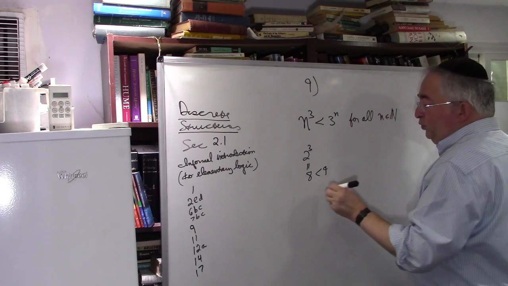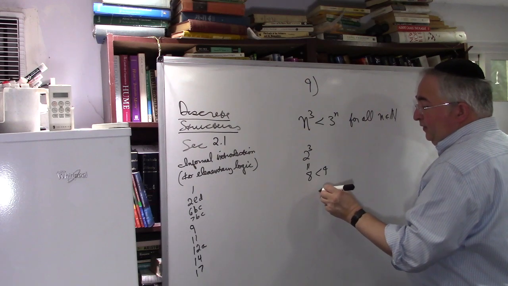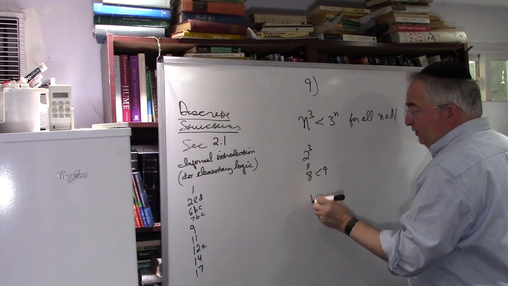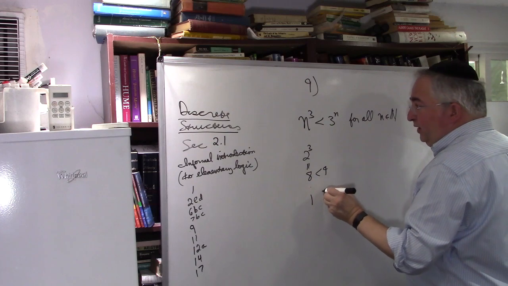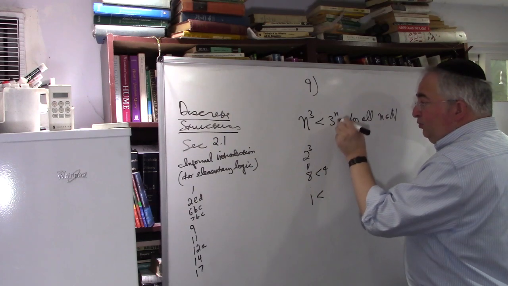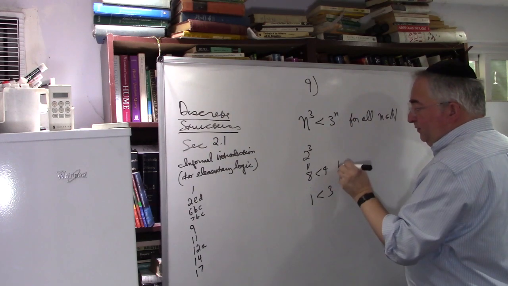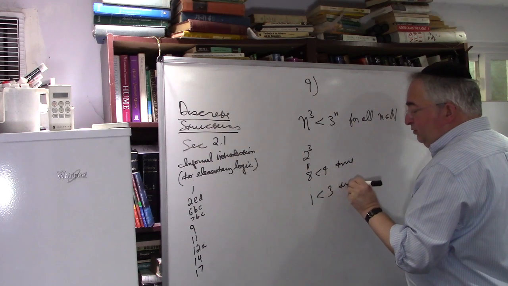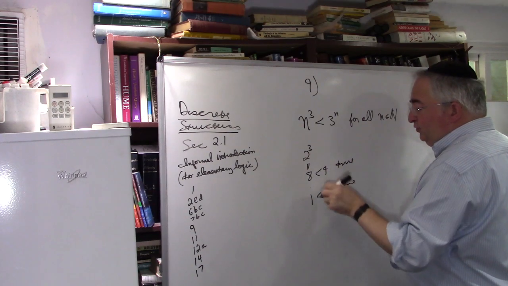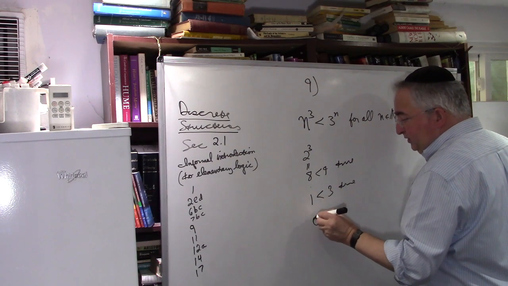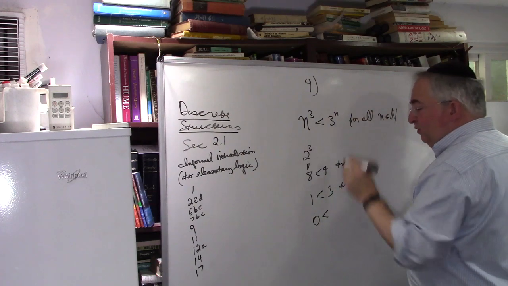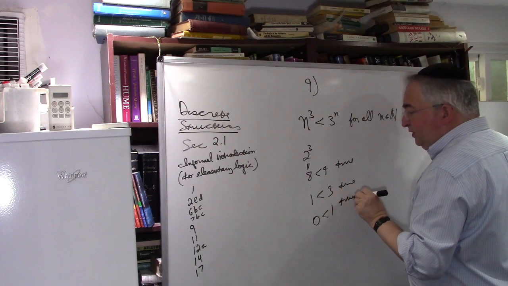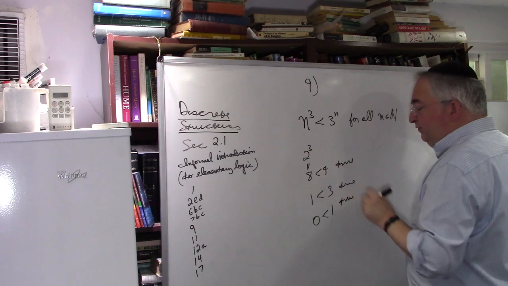How about n is equal to 1? So 1 to the third is 1, is less than 3 to the 1. That's true. True here, true here. So it's true for 2, it's true for 1. How about 0? 0 is less than 3 to the 0, which is 1. True. So it's true for 2, 1, and 0.